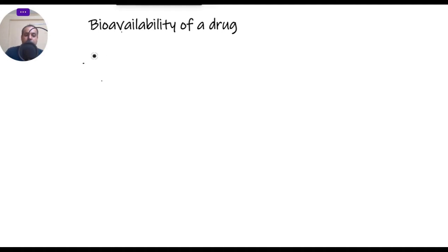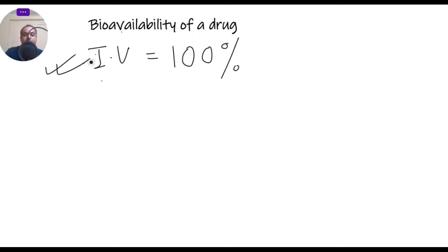So if we give the drug by IV route, that is the intravenous route, then by definition the bioavailability comes out to be 100%, right? So when the drug is given by IV route, then by definition the bioavailability of the drug comes out to be 100%. But in other routes, it may not be 100%.